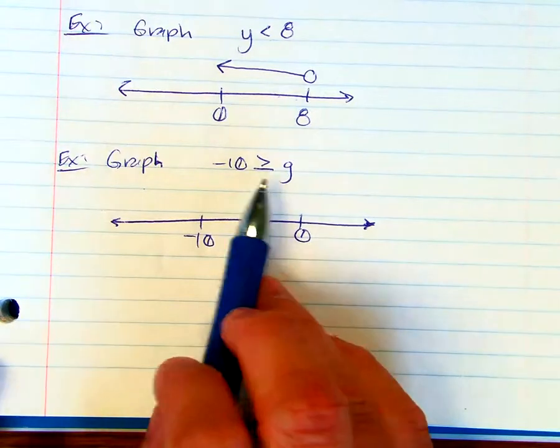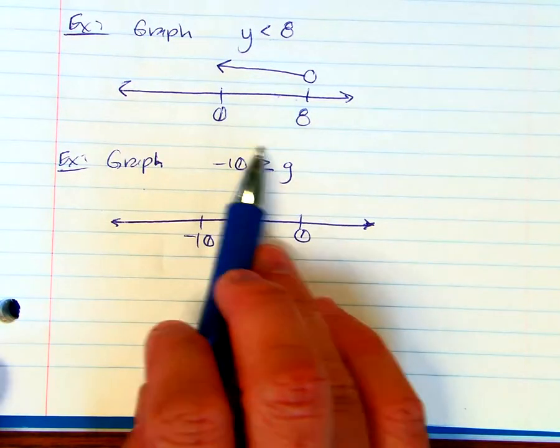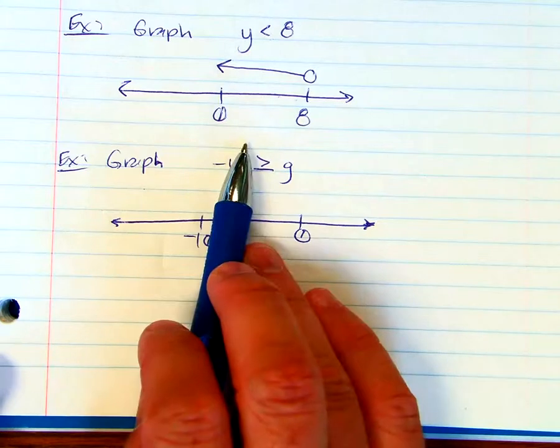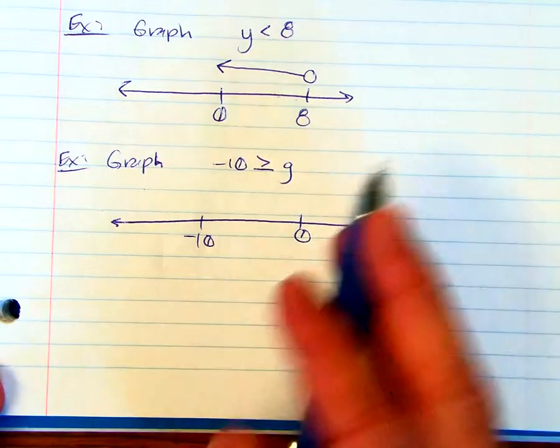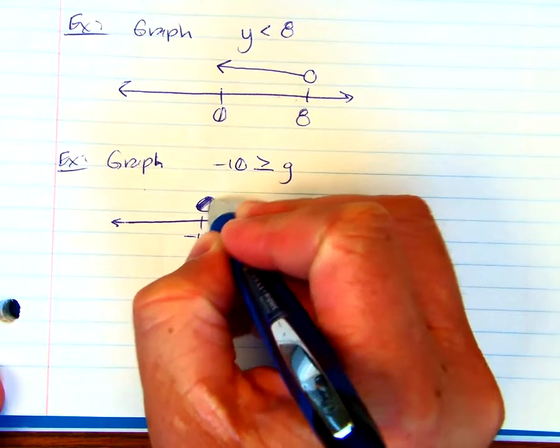If I'm going to use the symbol in the middle to graph this, I have to recognize that everything is backwards. So here's what I do. First of all, this is underlined. Please make a circle above -10 and fill it in because it is underlined.